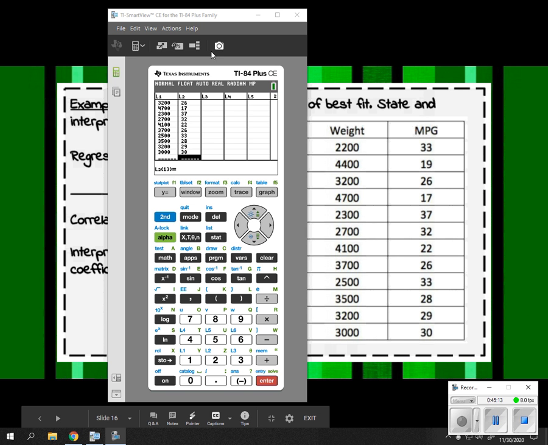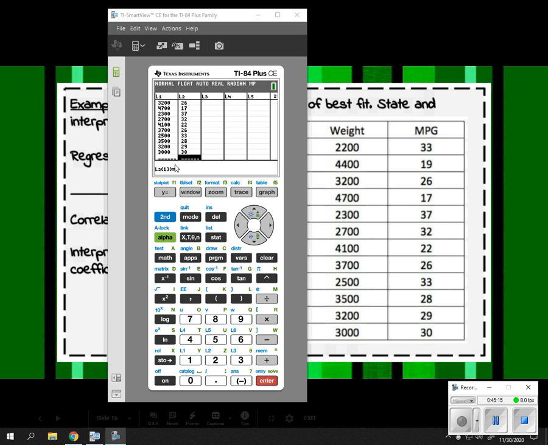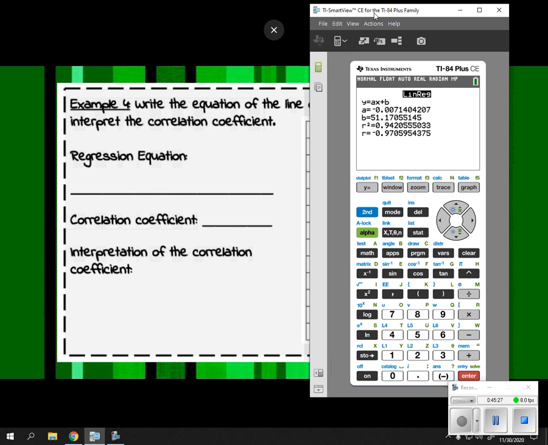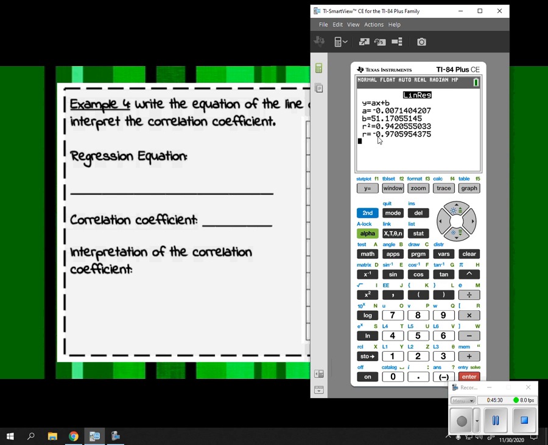All right, I've got my table in. And so we're going to do STAT, right, 4, enter, enter, enter, enter, enter. And there is our regression stuff. And ooh, look at that correlation coefficient. So regression equation is y equals negative 0.0071x plus 51.17.